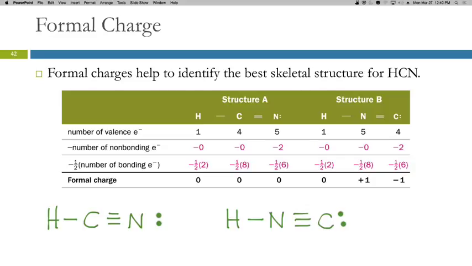Now, the rules I gave you, I would hope that you would pick this one. But how do we know that that one's better than this one? Everybody's got an octet. What's the difference? How could we tell? We tell using formal charges.